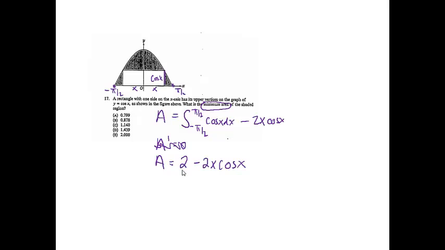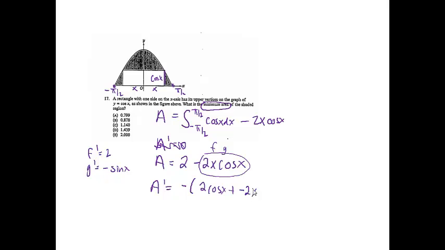All right, from here we do want to figure out where the derivative equals 0, so we are going to have to take the derivative. So A prime is equal to, the derivative of 2 is 0, and then to get this derivative right here, I am going to use the product rule. So f is 2x, f prime is 2, g is cosine x, g prime is negative sine x, and so we'll get f prime g plus f g prime, and that will be 2 cosine x minus 2x sine x, and then distributing my negative, I'll get negative 2 cosine x plus 2x sine x.